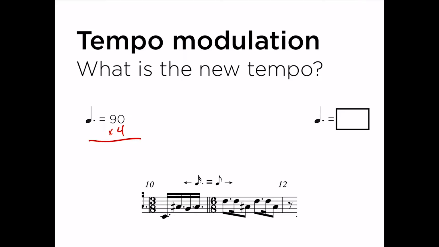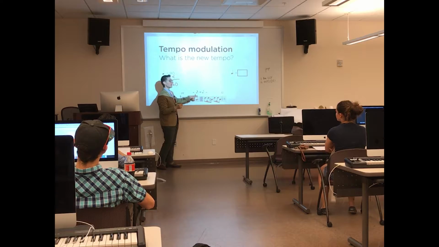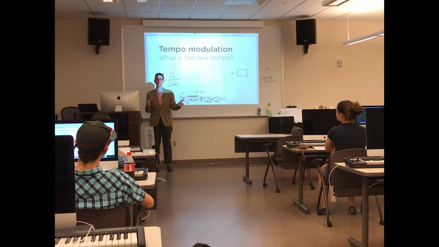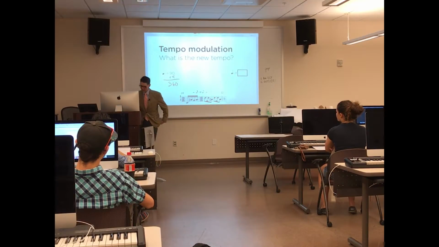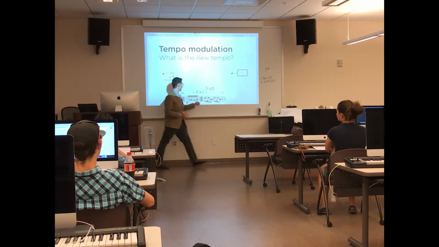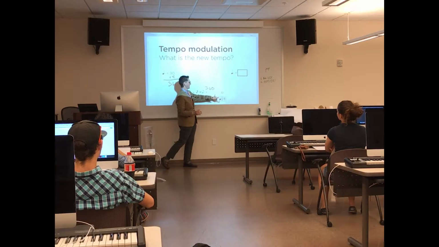90 times 4, 360. Very good. So 360. That means these things are going by at a rate of 360 per minute. So this was going by at 90 of those per minute, and now we're going at 360 of those per minute. Now this 360 goes right across, right? Equals means equals, just like in math. So we've got 360 here. That means these are going by at 360 per minute on this side of the modulation.